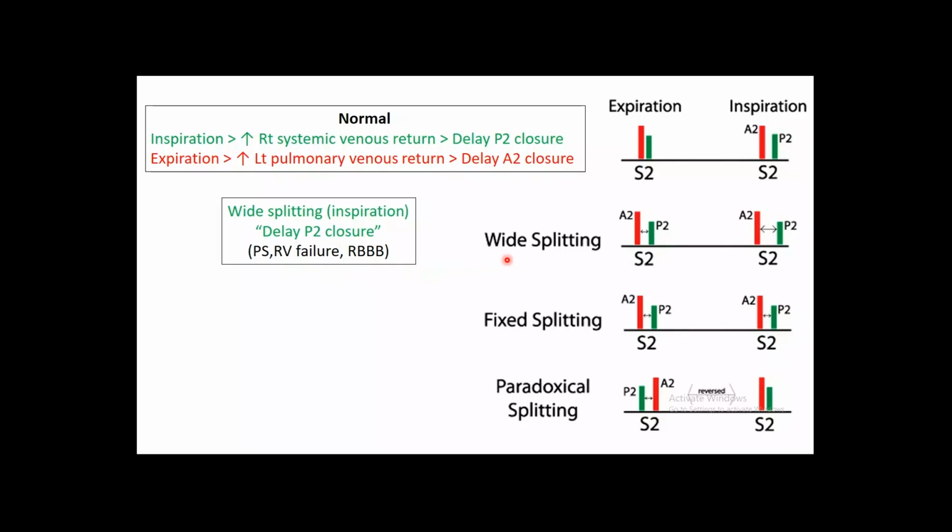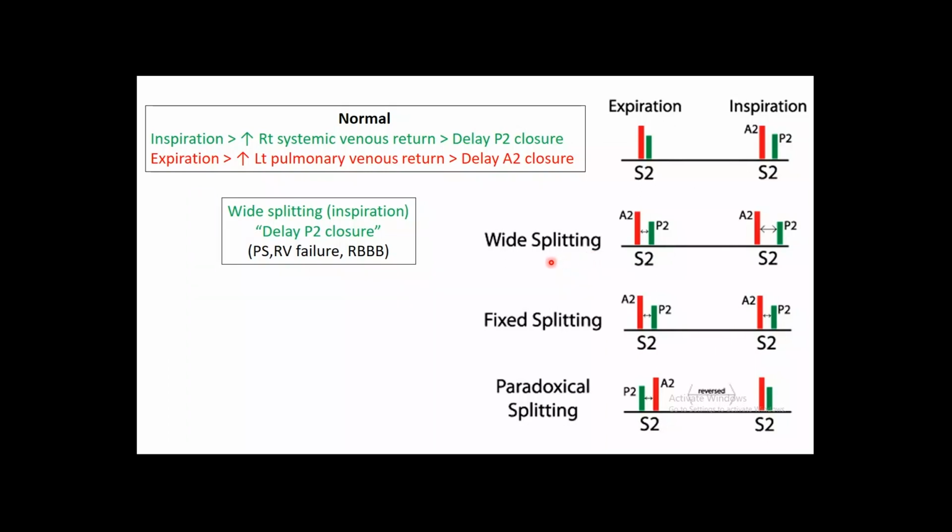And where to comment on splitting? Actually on the pulmonary area, because as we just said on the previous slide, the pulmonary component of S2 is created by a closing pressure of 25 mmHg, so it is heard only over the pulmonary area. So if we want a single area where we can hear both the pulmonary valve closure and the transmitted sound of aortic valve closure, this will be the pulmonary area.